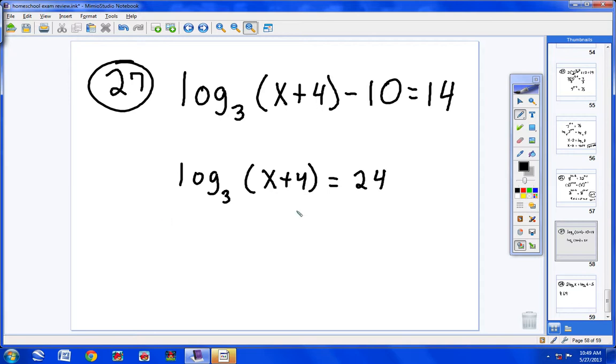And now that you've done that, men, it's really pretty easy. You write it exponentially. So x plus 4 equals 3 to the 24th power. Now, I don't know why I did that. I don't like that, okay? It's going to give you some huge scientific notation problem. I just didn't mean to. Type what is 3 to the 24th. How bad will that be?